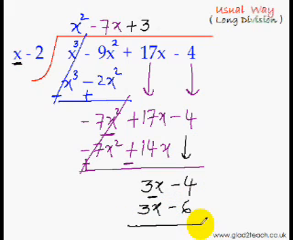And once again you subtract it by changing the sign. This is plus 3x, it will become minus 3x. This is minus 6, it will become plus 6. These terms cancel out. This is minus 4 plus 6, which is plus 2. And finally we have solved this question. So whatever is left here will be the remainder.